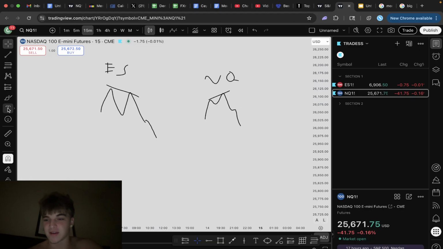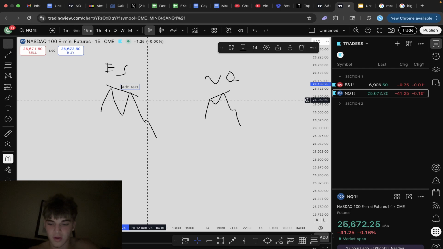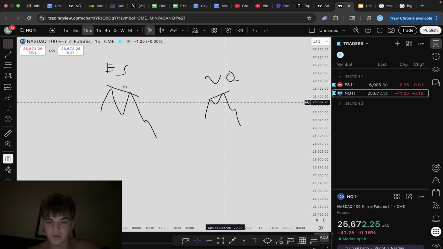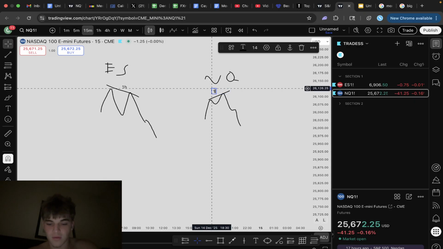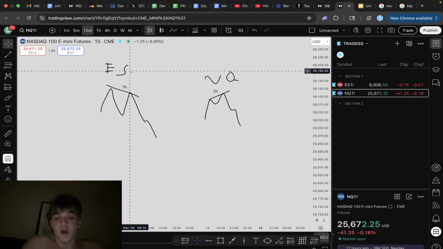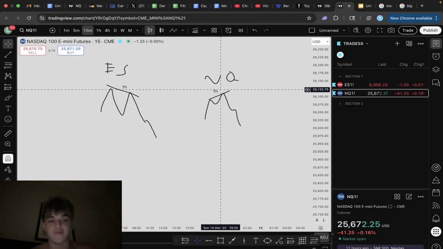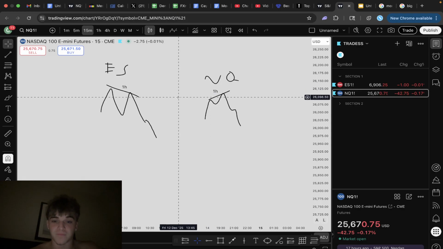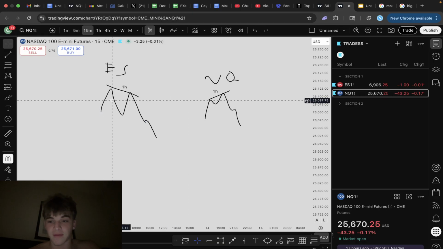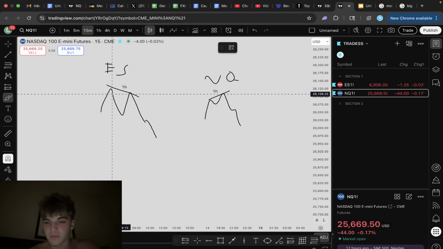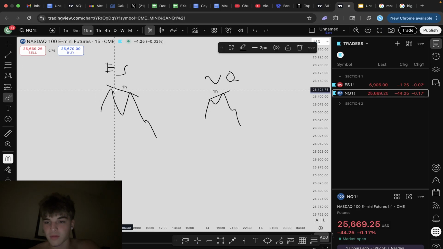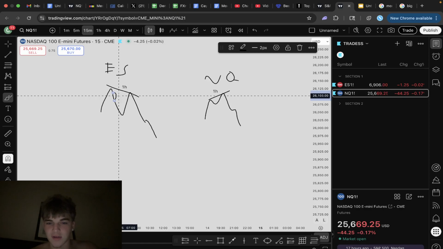ES and NQ, fellas. Let's say this is 1 hour. We have a high time frame SMT on ES on the 1 hour. Same for NQ, obviously, because they are both correlated. With this being said, let me just draw this out a little better.